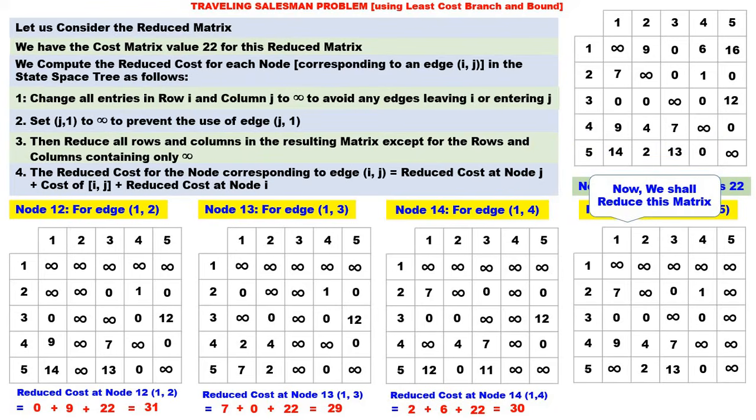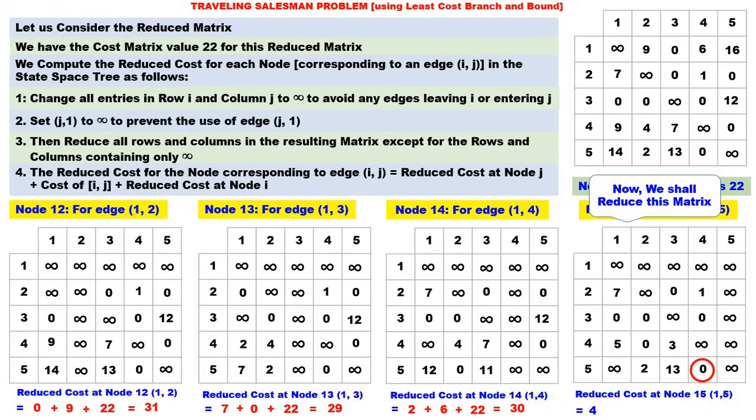Now, we have to do row reduction. Yes, we will reduce this matrix. First row, all the elements are infinity. We need not do anything. Second row, the minimum element is 0, no change. Third row, the minimum element is 0, no change. Fourth row, the minimum element is 4. Therefore, we should make the reduced cost 4. Then 4 should be subtracted from all the elements of the fourth row. Therefore, 9 minus 4 is 5. 4 minus 4 is 0. 7 minus 4 is 3. Fifth row, 0 is the minimum element, no change.